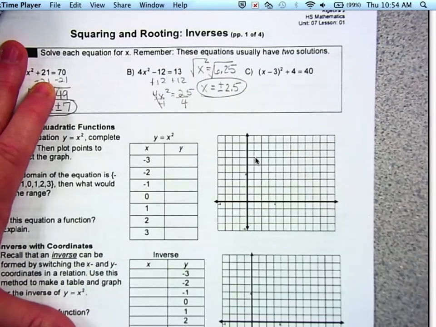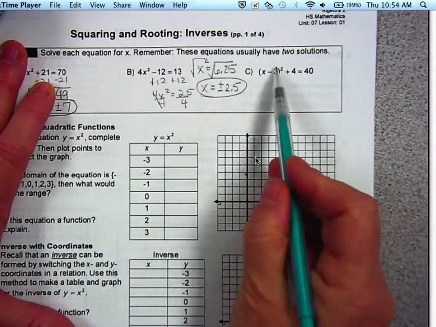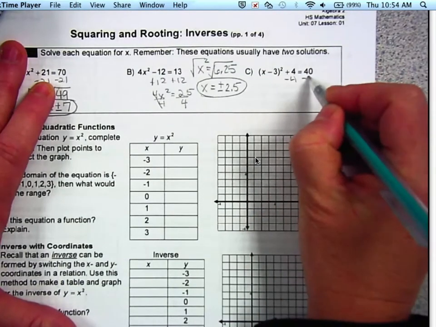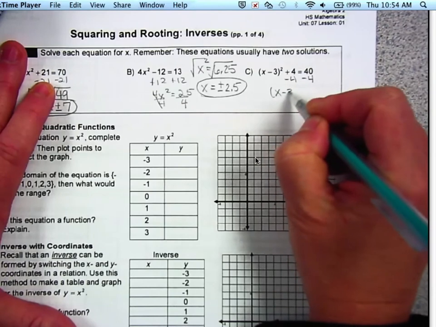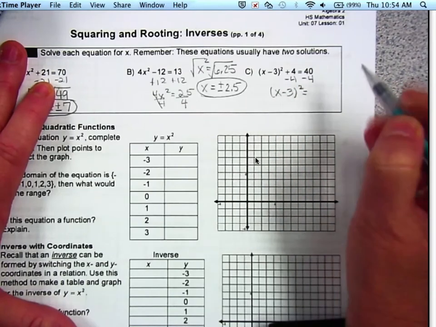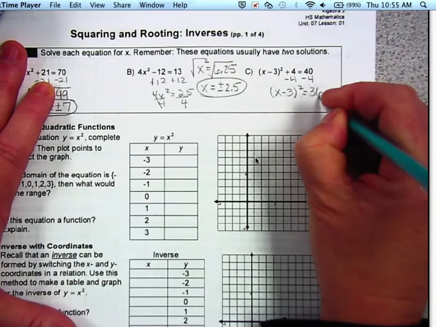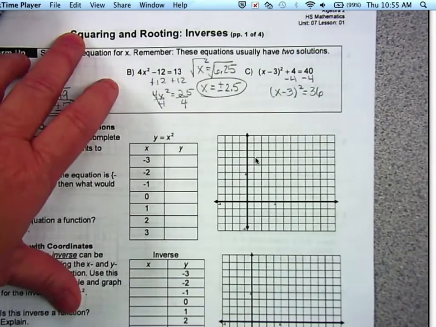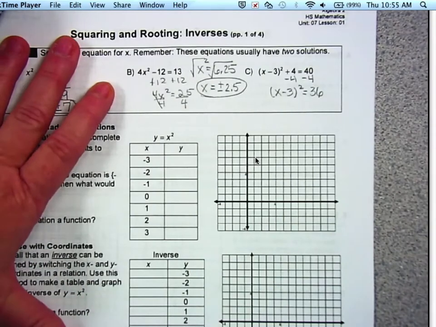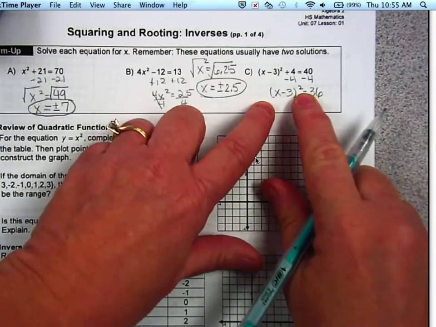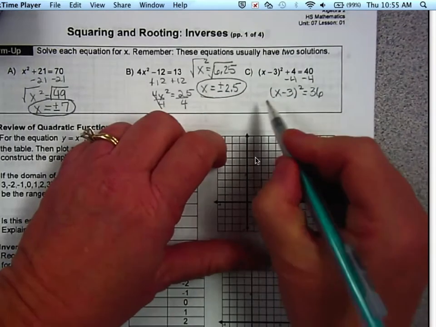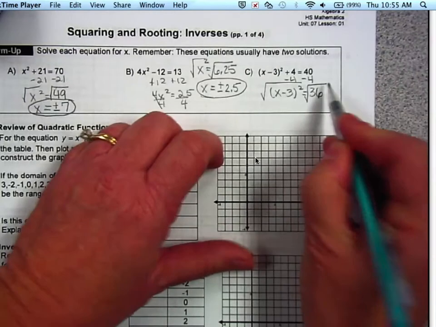Okay. What you want to do is get whatever is squared by itself. And so this is squared, right? So we could subtract the 4 to get it by itself. So x minus 3 squared equals what? 36. 36. Okay. We're getting there. We're getting to what you said. Now this whole thing is squared, so it's all by itself. We can undo the square. How do you undo it? Square root it. So we're going to square root both sides.